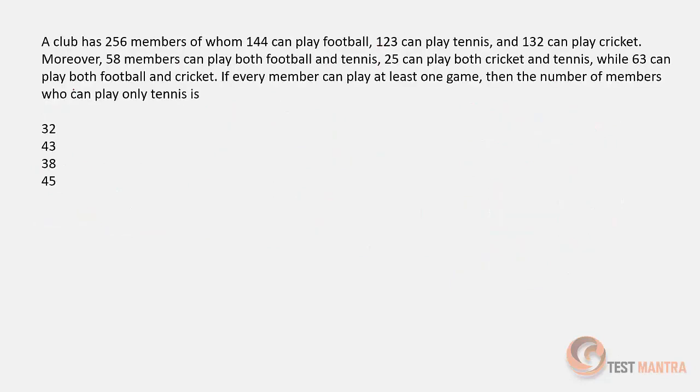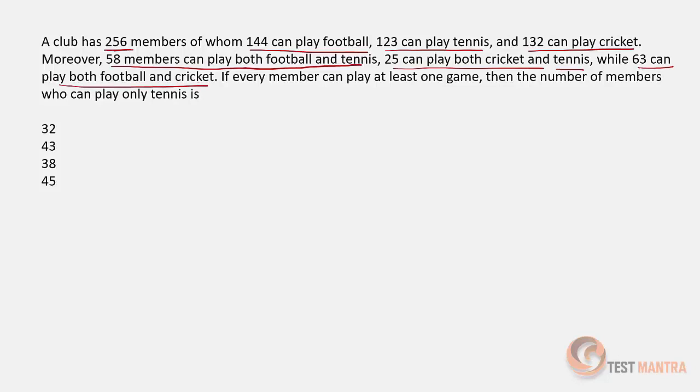Right, next one is a Venn diagram format. So a club has 560 members, of whom 144 can play football, not football alone, 123 can play tennis, 132 can play cricket. Moreover, 58 members can play both football and tennis, not football and tennis alone. Remember, 25 can play both cricket and tennis, again not cricket and tennis alone, while 63 can play both football and cricket, not football and cricket alone.